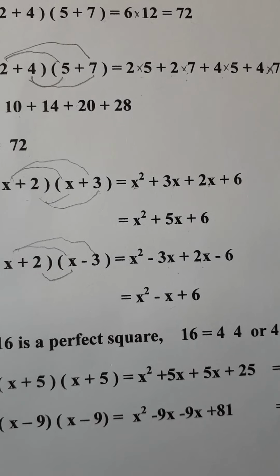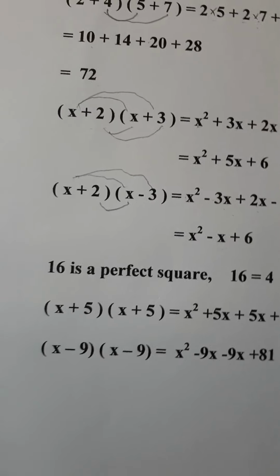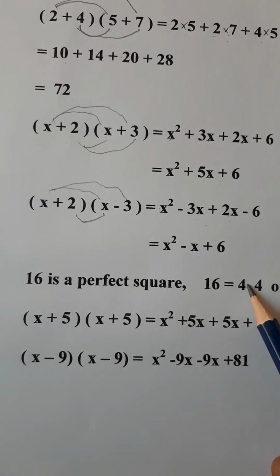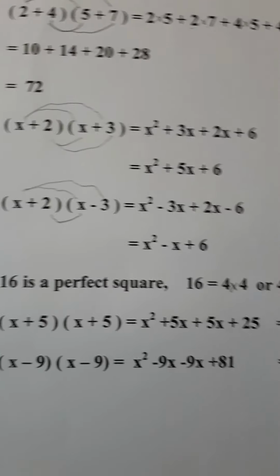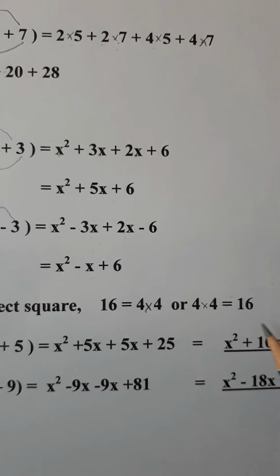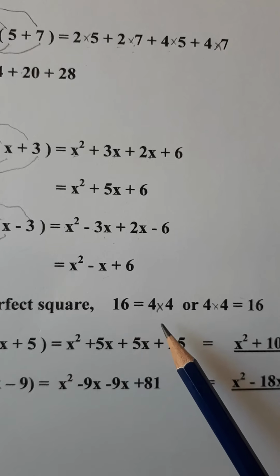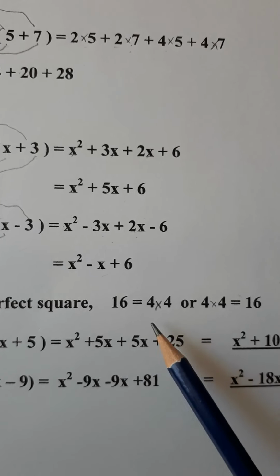Let's look at perfect squares now. We know that 16 is a perfect square because 16 is equal to 4 times 4. In other words, 4 times 4 is equal to 16. 16 is called a perfect square because you can get 16 by multiplying the same number two times.